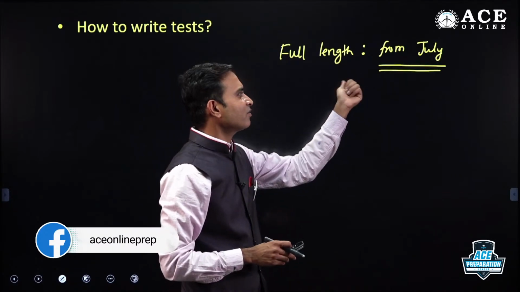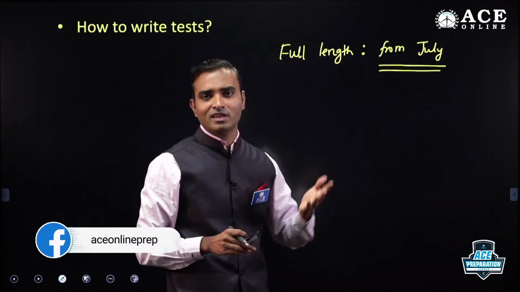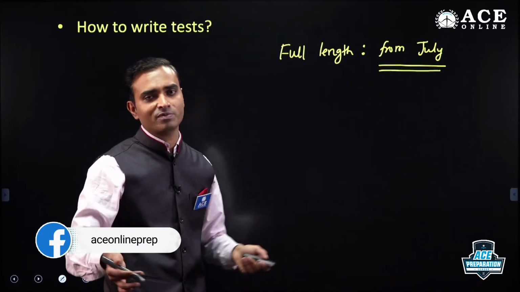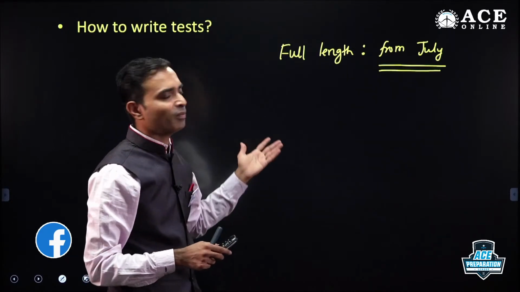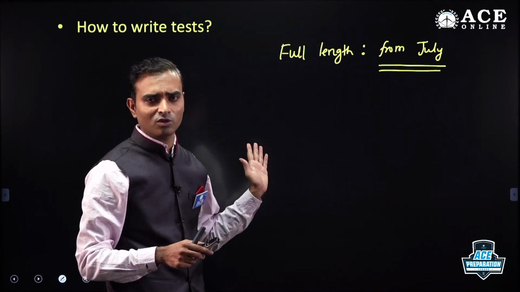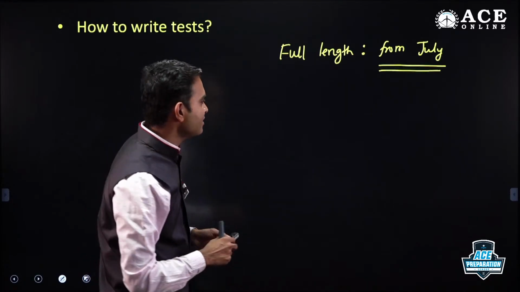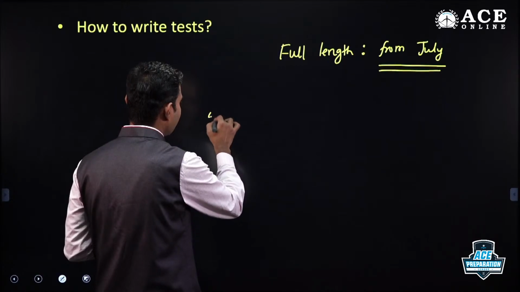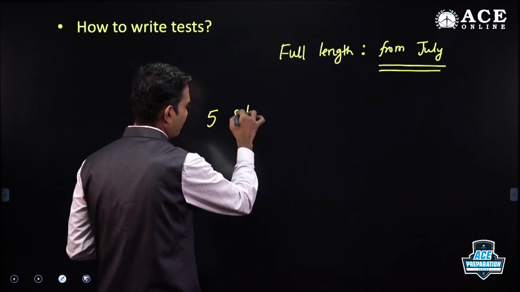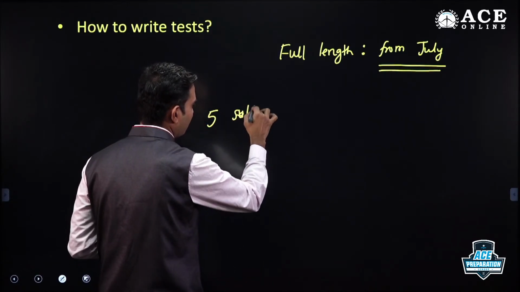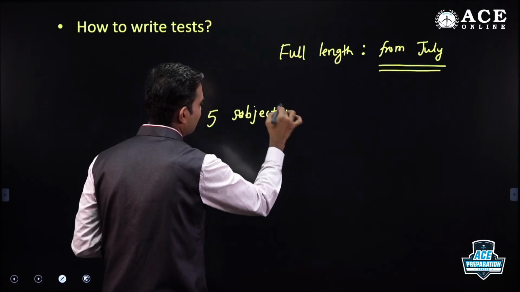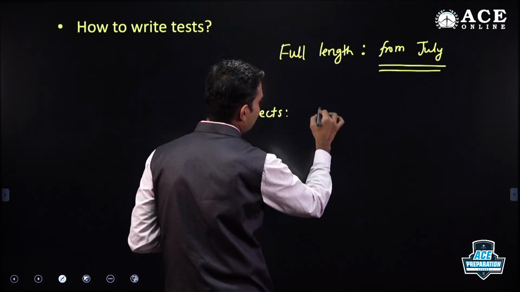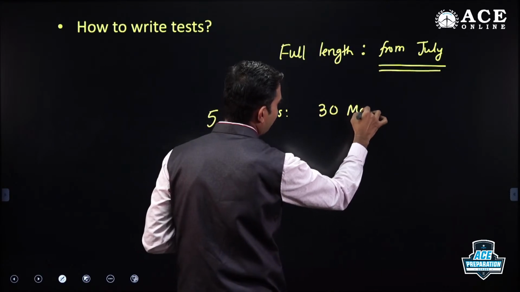Start writing tests from July itself. Then you may think, if I write a test without completion of the syllabus, I will not get good marks, and I will lose my confidence. Don't worry about that. Let us say up to July you have completed only, let us say, 5 subjects, and these 5 subjects carry, let us say, 30 marks. I am just taking an example.